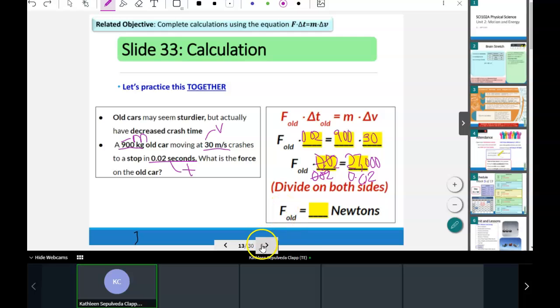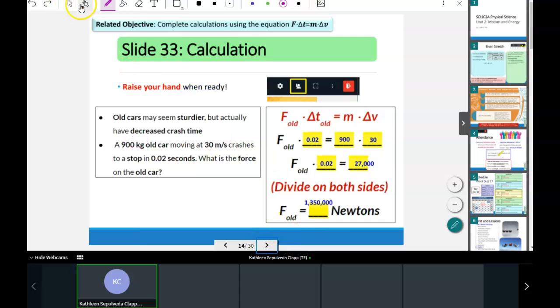Yeah, I get 1,350,000 newtons. So I'm going to pull this one over here. I get 1,350,000 newtons. That's a lot of force. That is a big amount of force. So I'm going to give you 25 seconds to plug all these numbers into the left-hand side of slide number 33.